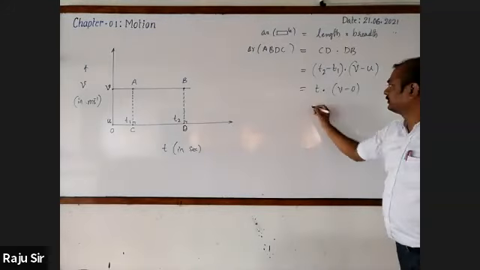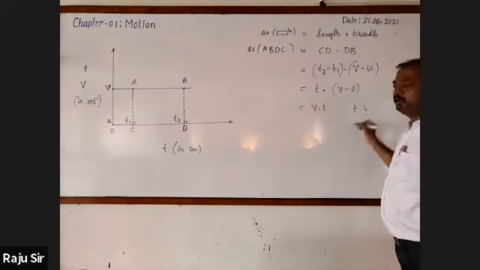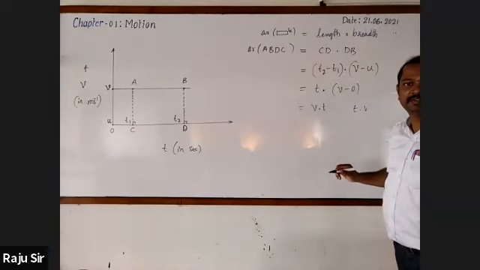What is the initial velocity here? Zero. So V minus zero is V. Area is V into T, and TV is nothing but VT. So distance is equal to V into T.